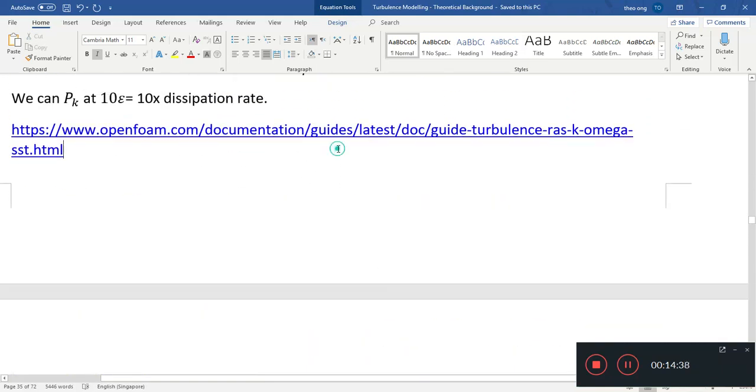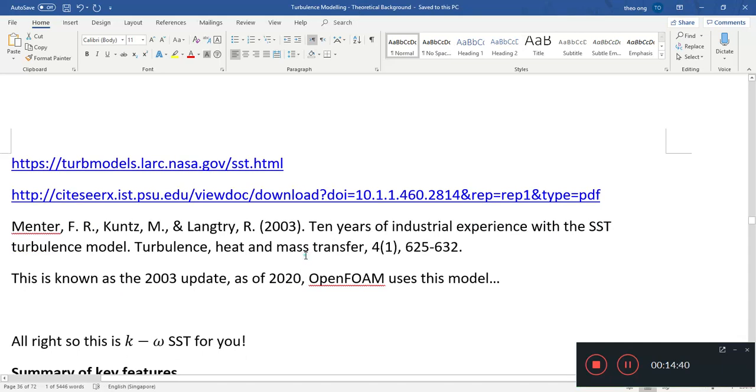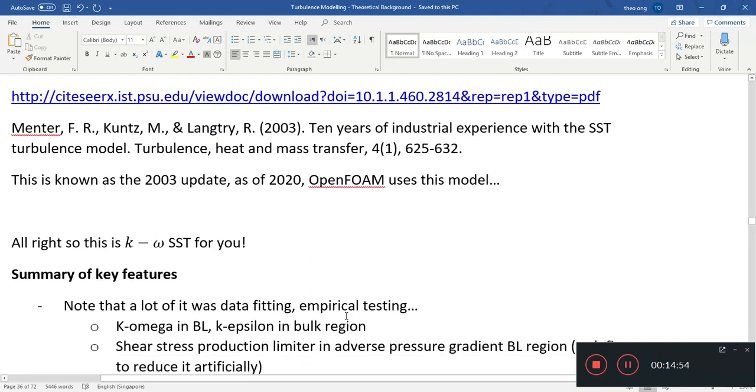So here are more references, and this is his paper, the 10 years turbulence model, and this is known as the 2003 update, and as of 2020 OpenFOAM uses this model for kOmegaSST in their code. So this is kOmegaSST for you, the very long and short of it, the summarized version.